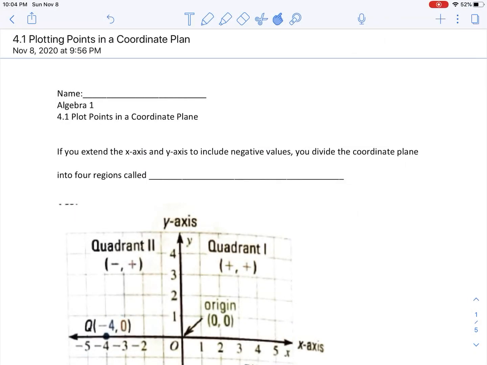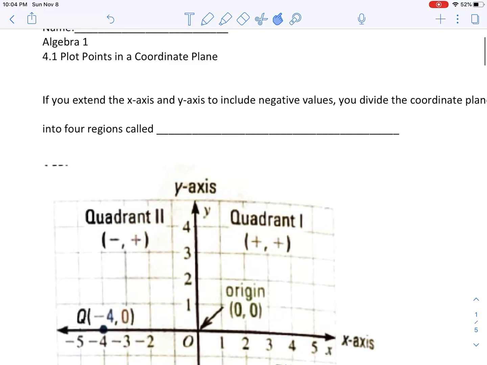Today we're going to start chapter 4. This is chapter 4, section 1. We're going to start talking about plotting points. So we're going to have some overlap from some stuff we did back in chapter 1 where we identified domain and range and kind of filled in tables. But now we're going to go one step further and graph these things.